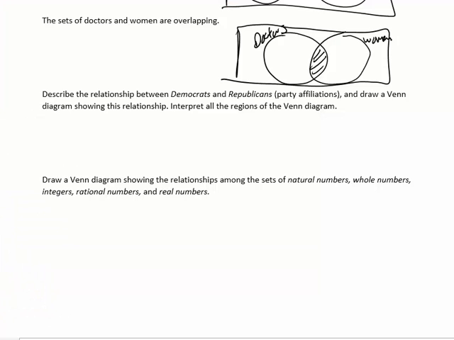Okay, so describe the relationship between Democrats and Republicans and draw a Venn diagram showing this relationship. Interpret all the regions of the Venn diagram. Part of this is you have to know a little bit about politics to understand what's going on here.